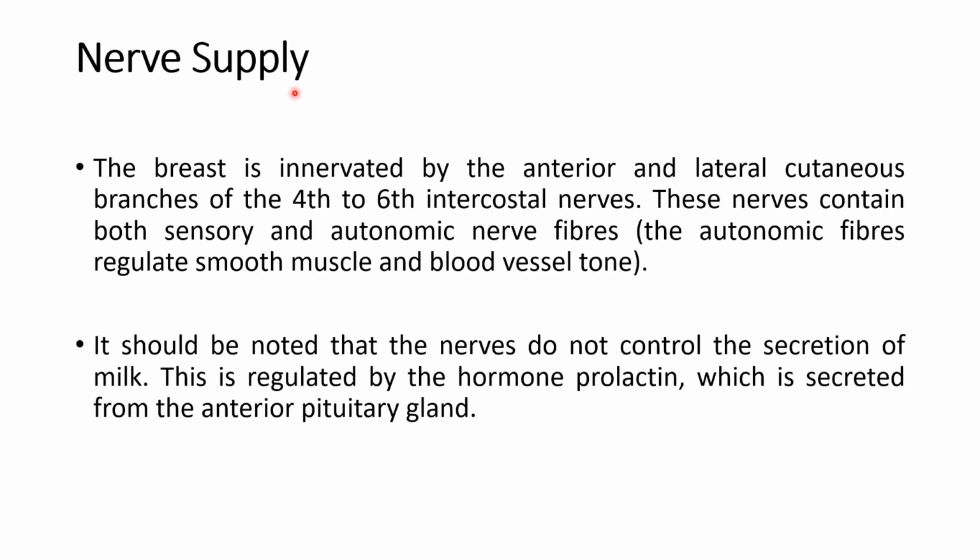Coming to the nerve supply. The breast is innervated by anterior and lateral cutaneous branches of the 4th to 6th intercostal nerves. These nerves contain both sensory and autonomic nerve fibers. It should be noted that the nerves do not control the secretion of milk. This is regulated by the hormone prolactin. It is secreted by the anterior pituitary gland.